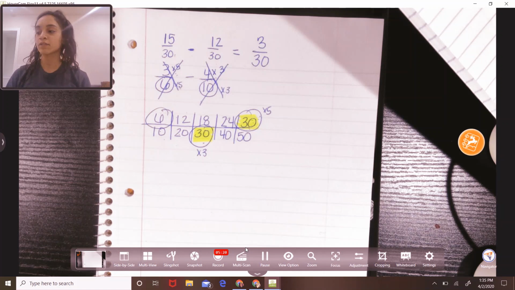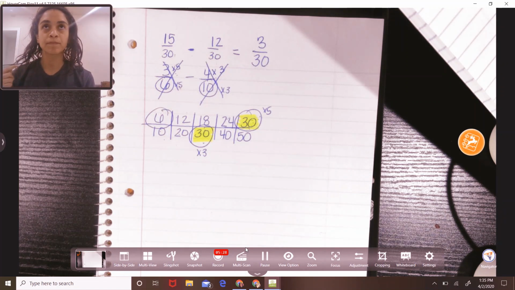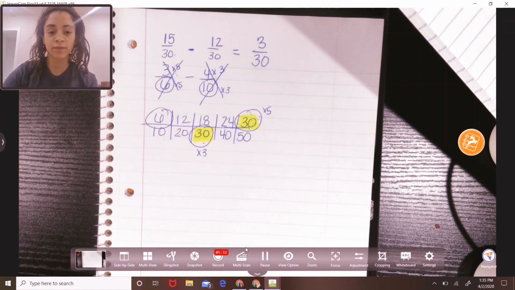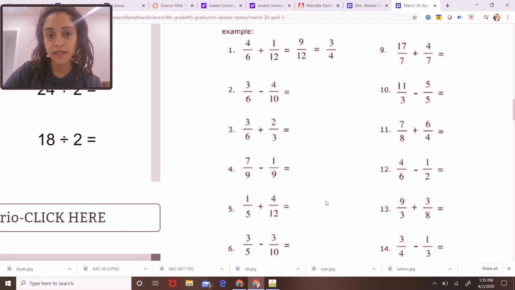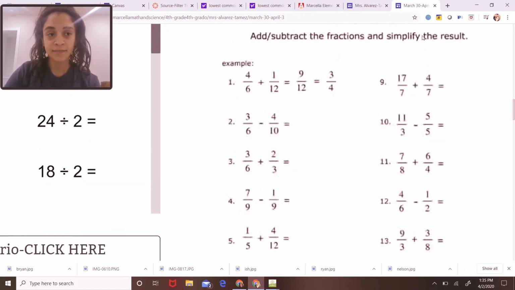Now I'm not going to make you simplify for this. I just want you to start getting used to finding the lowest common denominator. The only reason why I'm bringing that up right now is because it says here, and simplify the result. I don't want you to worry about simplifying right now. I want you to just practice doing this strategy that I just showed you with your table.